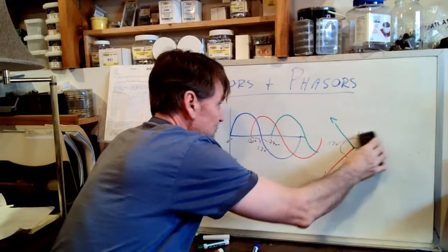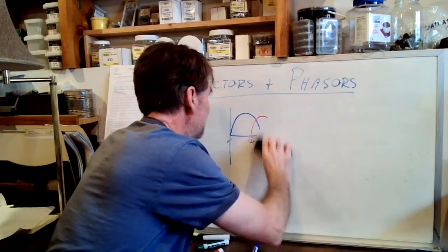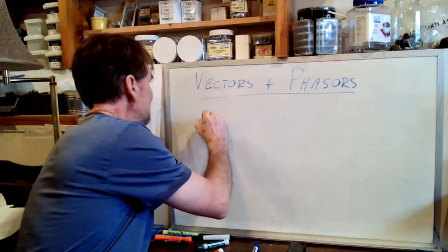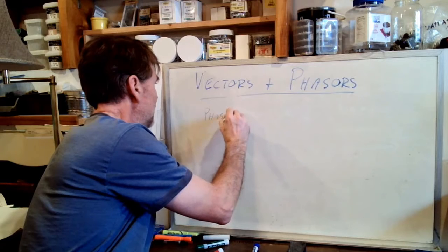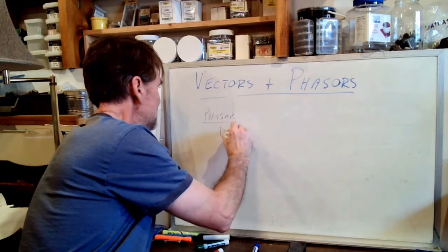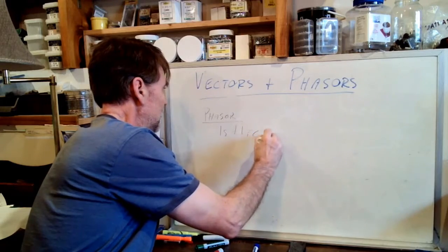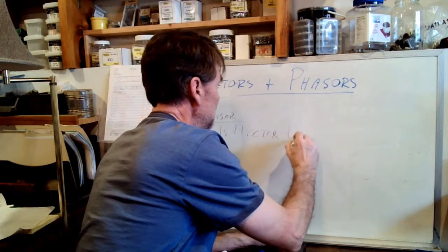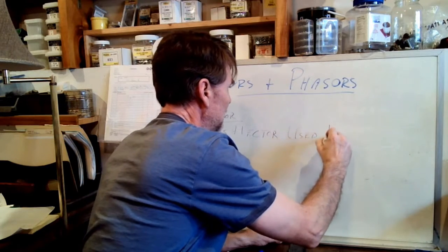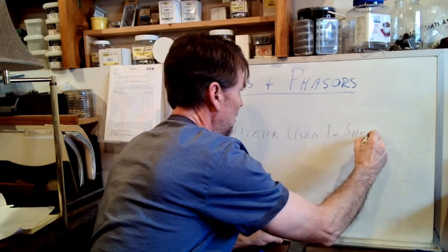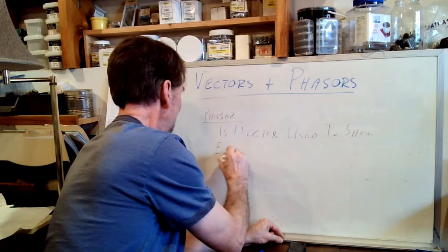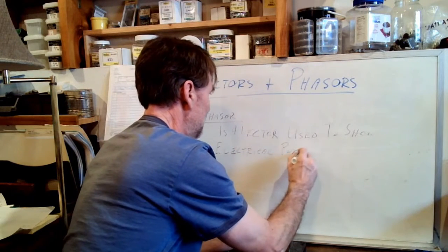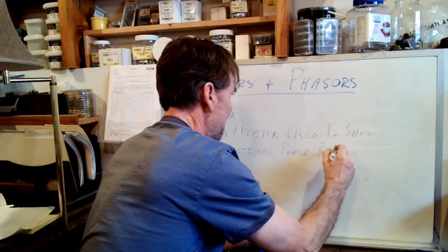Okay? Now, what's this thing called phasors? Well, a phasor is kind of a made-up thing that we as electricians use. Okay? It is just a vector. So what is a phasor? A phasor is simply a vector used to show electrical phase relations.